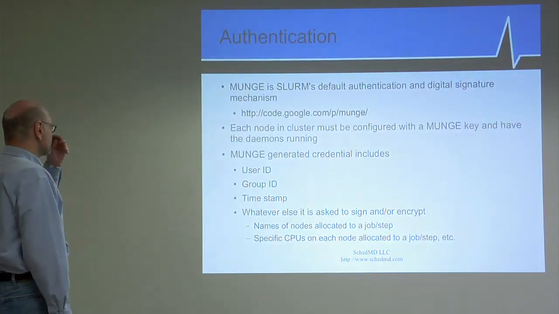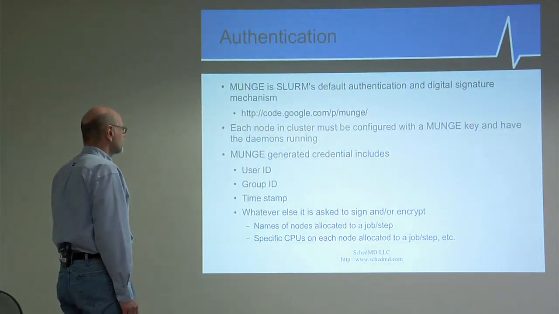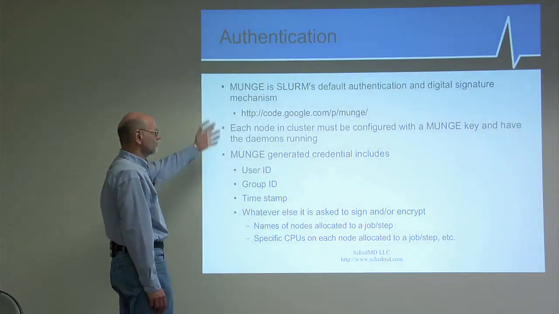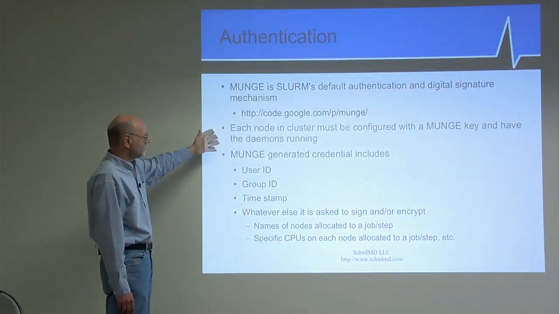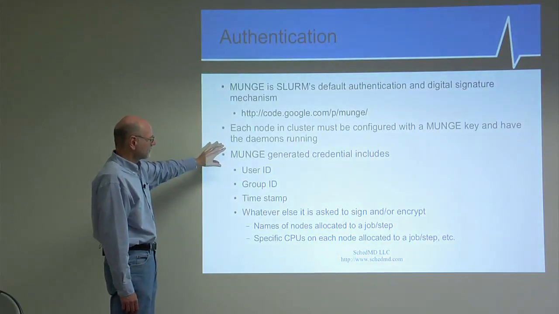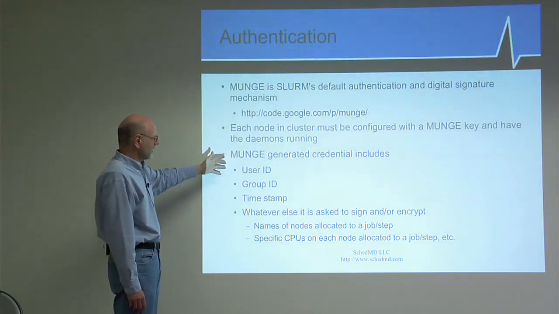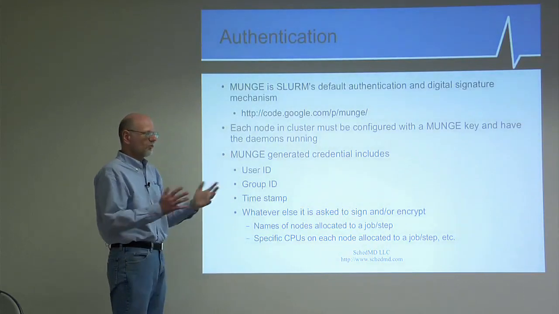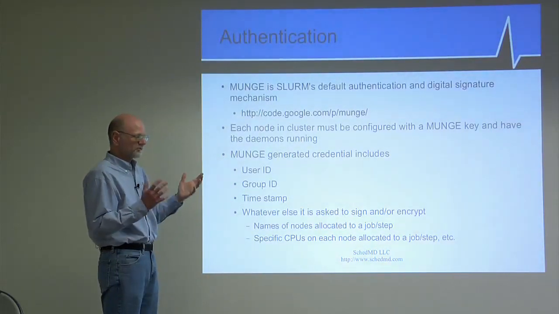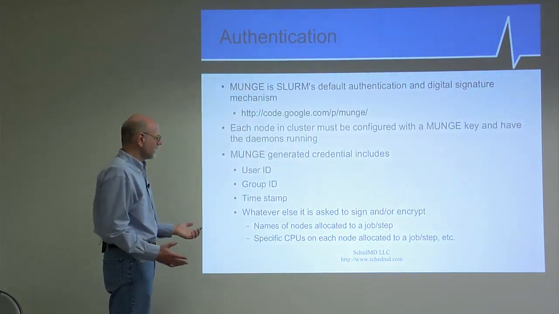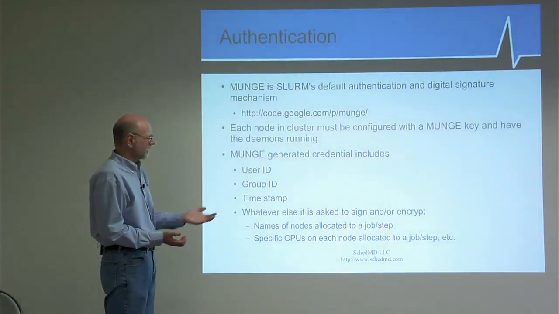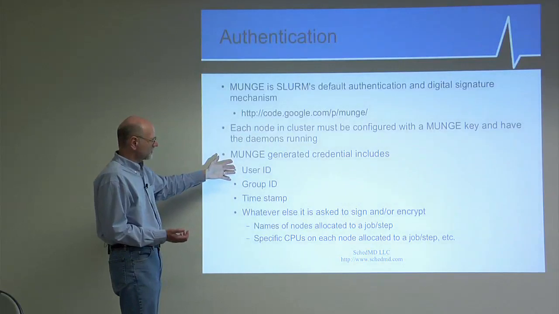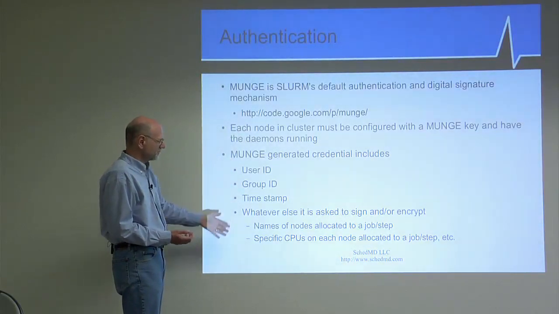Your authentication mechanism we recommend is Munge. That's open source GPL2. Each cluster needs to have a Munge key and the daemons running. And this is highly scalable. Basically, the way it works is Slurm gives it a payload, and that includes things like the nodes, and it digitally signs it saying, the user number came from the group ID, a timestamp.